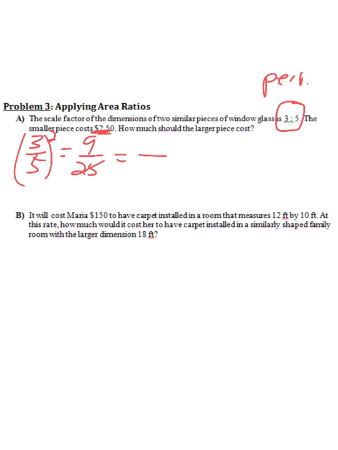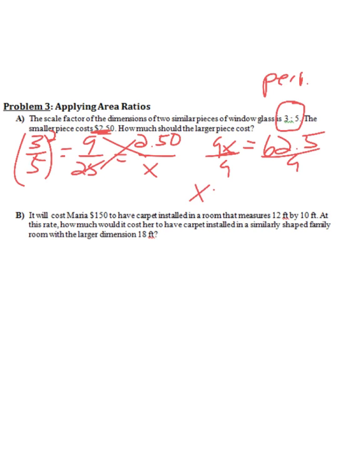Now the fraction that is going to be set equal to it, I'm given that the smaller piece is 2.50. So the smaller piece will go with the smaller number, and x will go with the larger number. Now when we cross multiply to solve, I get that 9x is equal to 62.5. Divide both sides by 9. I get that the larger piece should cost about $6.94.